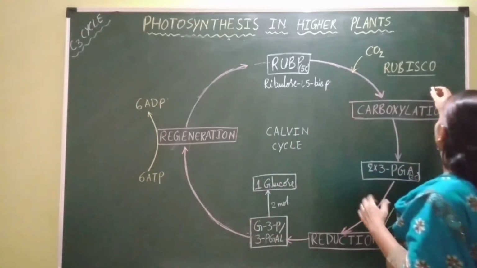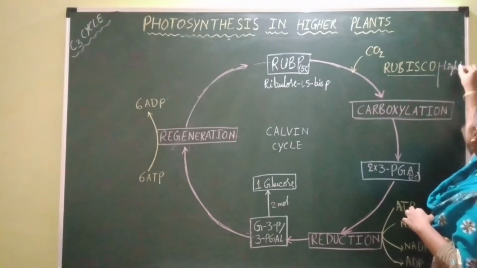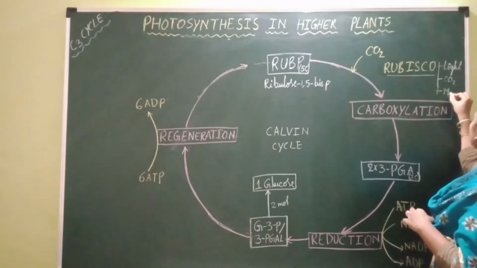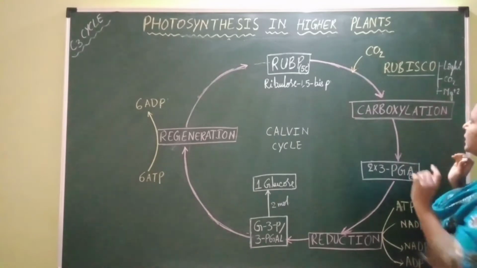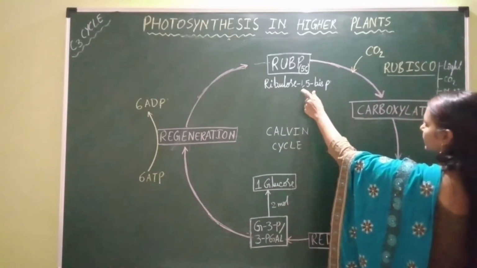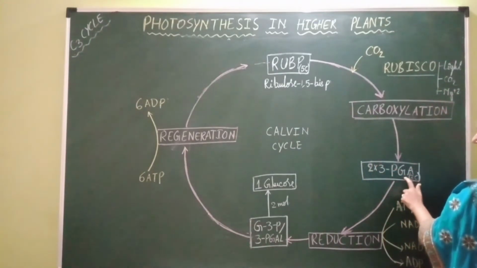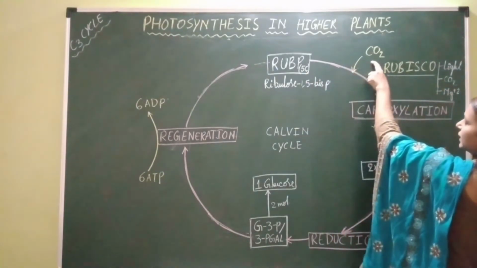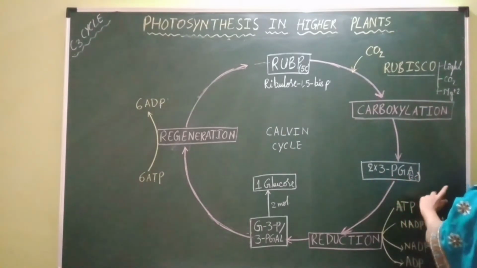For the activity of this enzyme, 3 factors are required. They are light, carbon dioxide, and even Mg2+. Magnesium is also required for the activity of Rubisco. This Rubisco is involved in the fixation of carbon dioxide into RuBP. That step is called carboxylation, which results in the formation of 2 molecules of 3-PGA. RuBP is a 5-carbon compound, carbon dioxide is 1 carbon, resulting in 2 molecules of a 3-carbon compound, 3-phosphoglyceric acid.